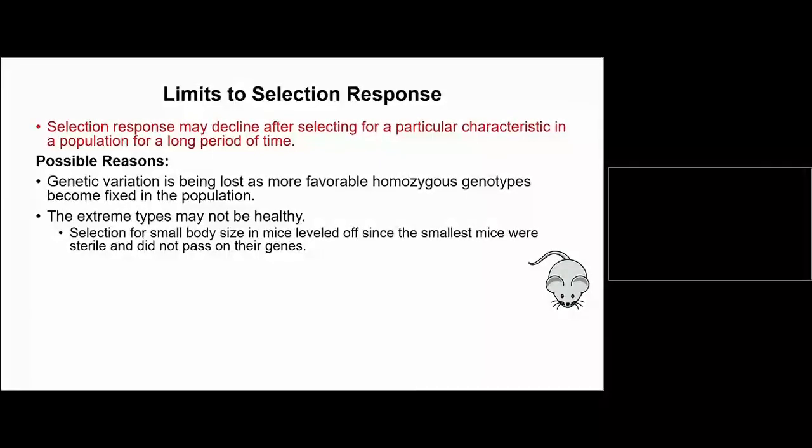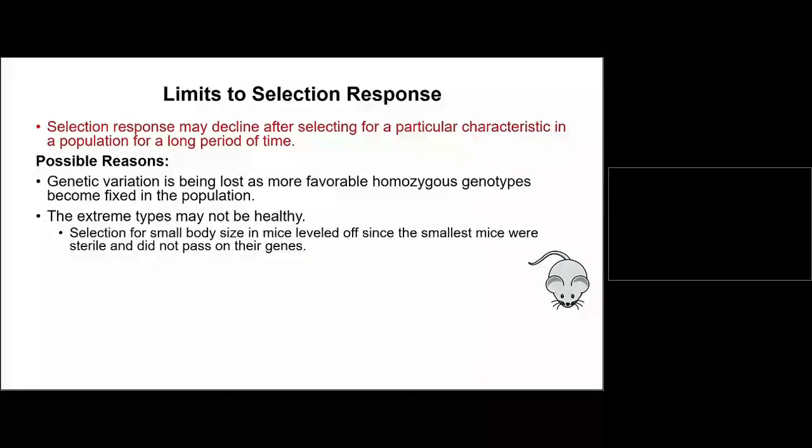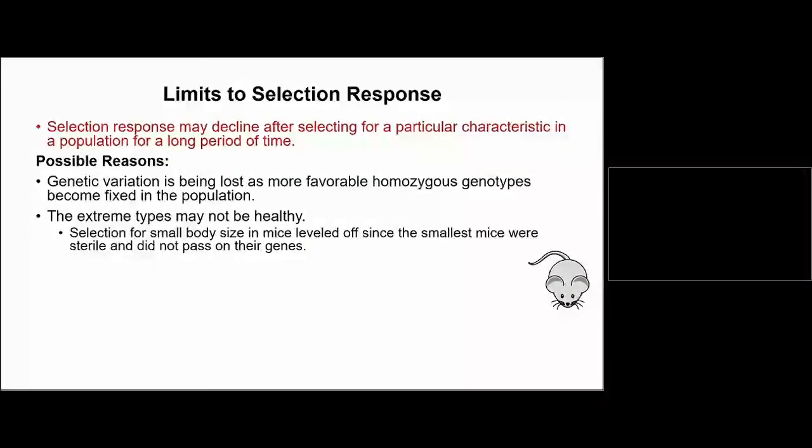One example is in mice. There was an experiment done to select for smaller and smaller and smaller mice, and it got to a point where the mice were sterile. They were so small they could not produce gametes that were viable. So at that point, you're stuck because you can't make any more.